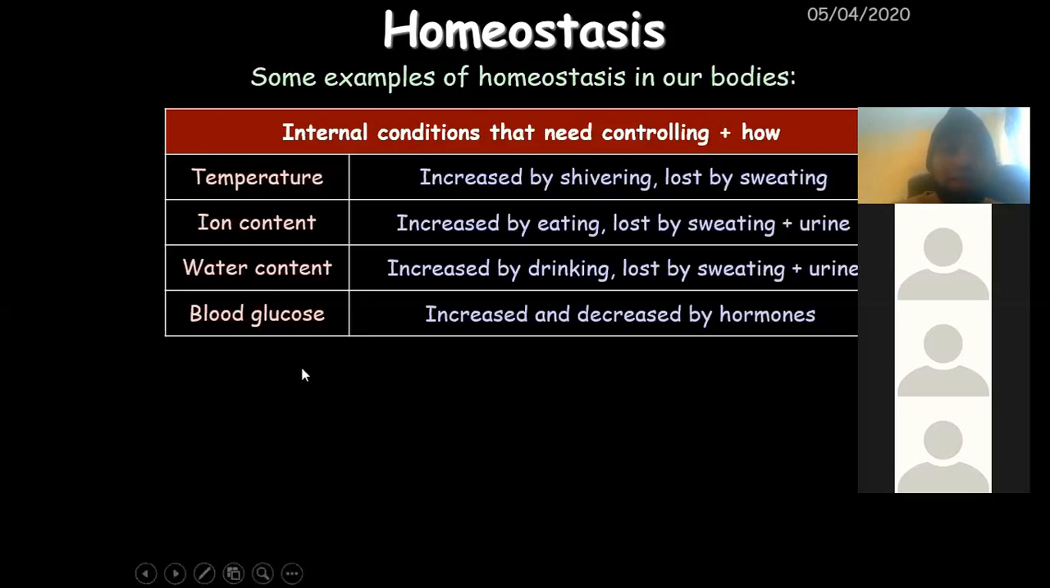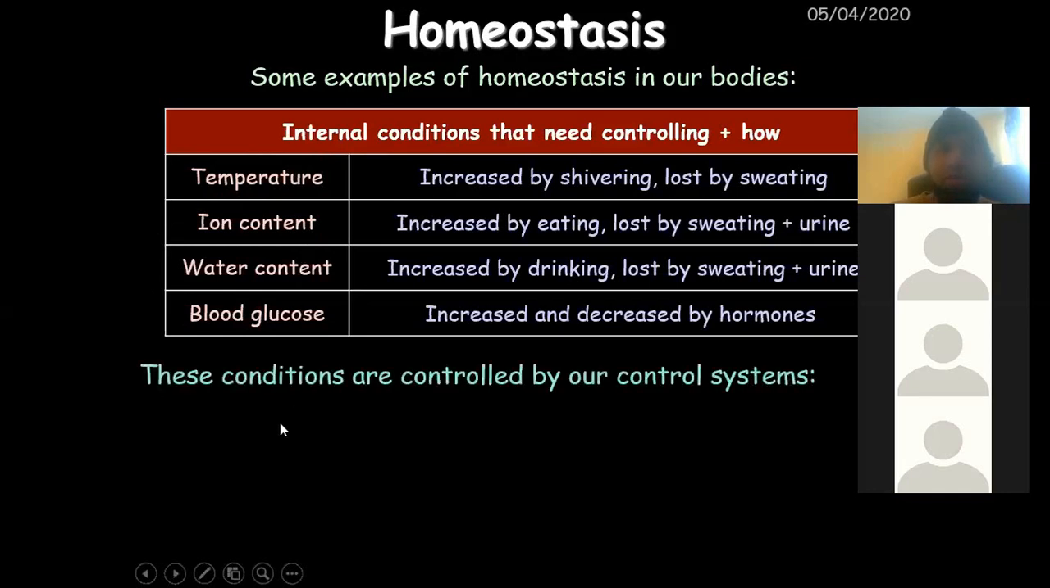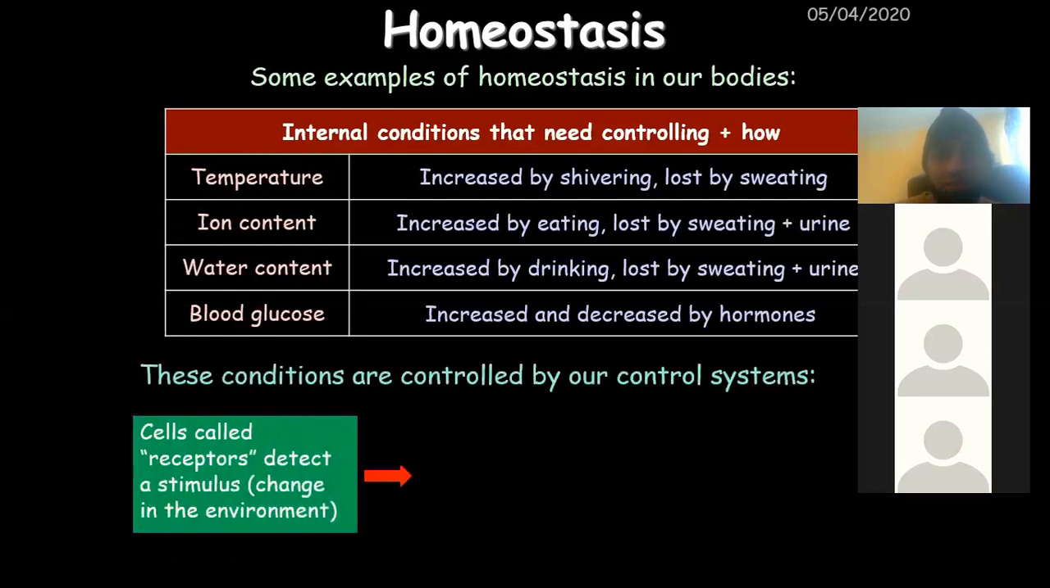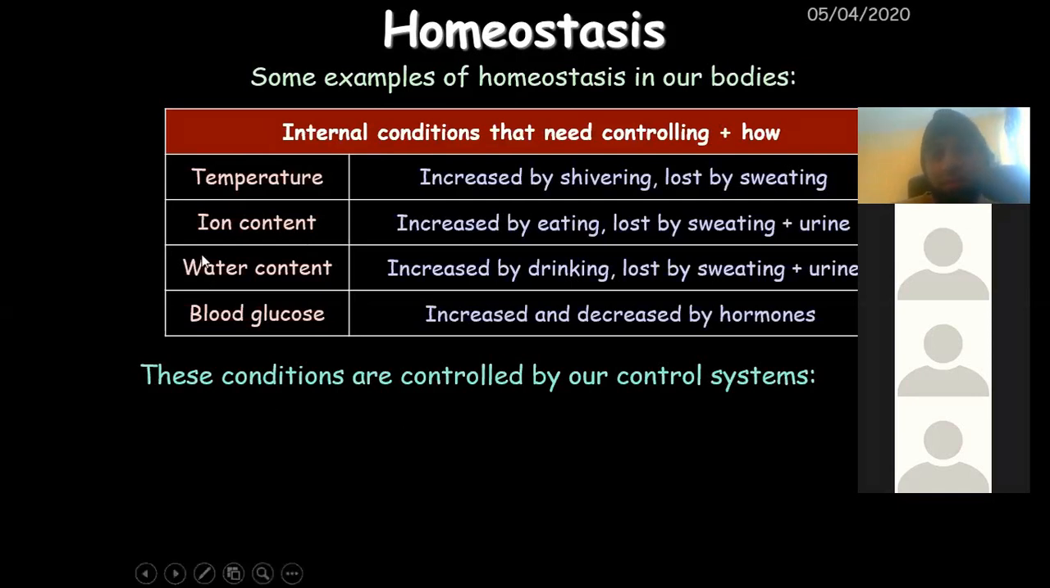So these are all things that homeostasis involves controlling: temperature, ion content, water content, and blood glucose. We need to learn about them in detail. So we said there's different cells, and this first 10 minutes is just going to be a recap. We said that, first of all, if you have an increased temperature, increased ion content, increased water content, increased blood glucose, your body has to know that's happened.